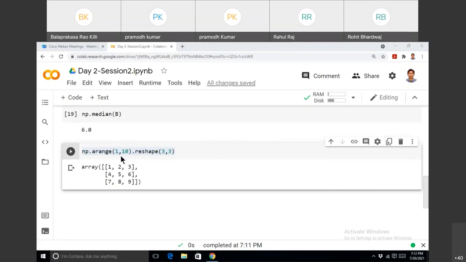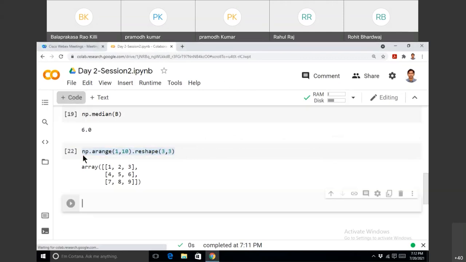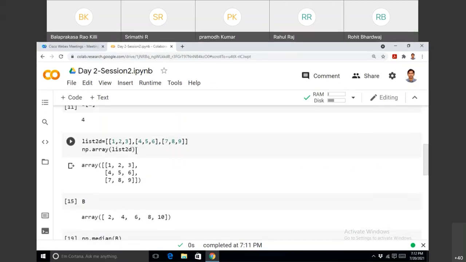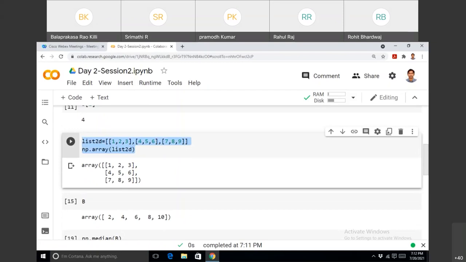Is it okay? Are you able to run these commands? This doesn't require anything because, sir, kindly show. Yeah, hello? Two-dimensional thing, this one, that's all. I have created a two-dimensional list and I am passing it. Yeah, I'm sharing, madam. I have posted it in the chat box.